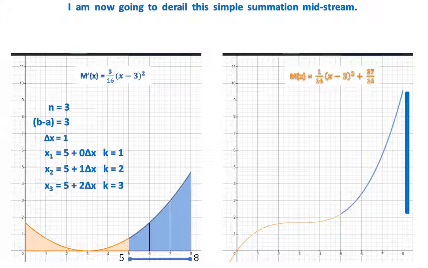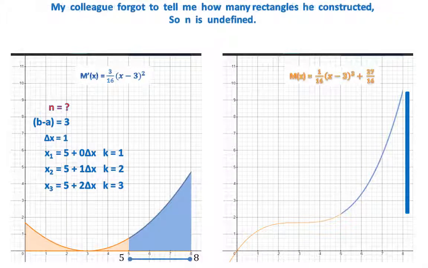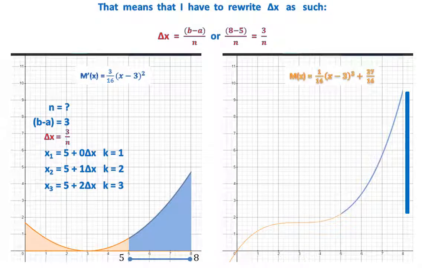I am now going to derail this simple summation midstream. Suddenly now there are thousands of rectangles under the area below. My colleague forgot to tell me how many rectangles he constructed, so n is undefined. That means that I have to rewrite delta x as such: b minus a over n, or in this case, 8 minus 5 over n, which equals 3 over n.